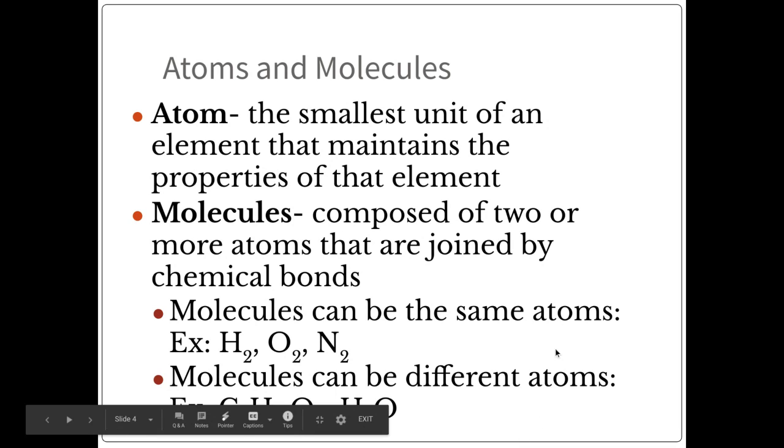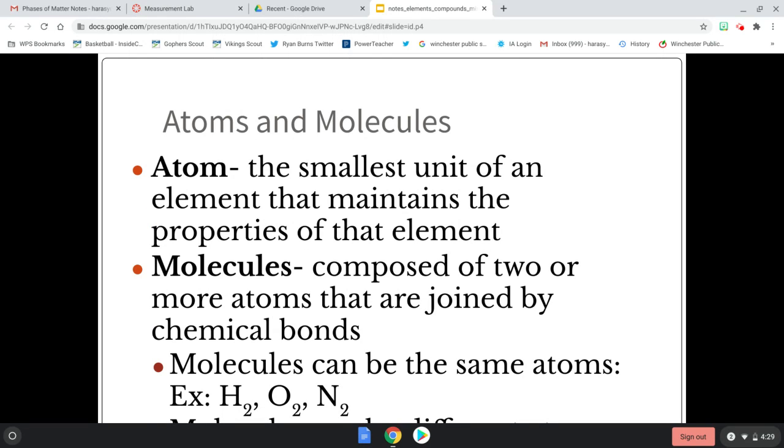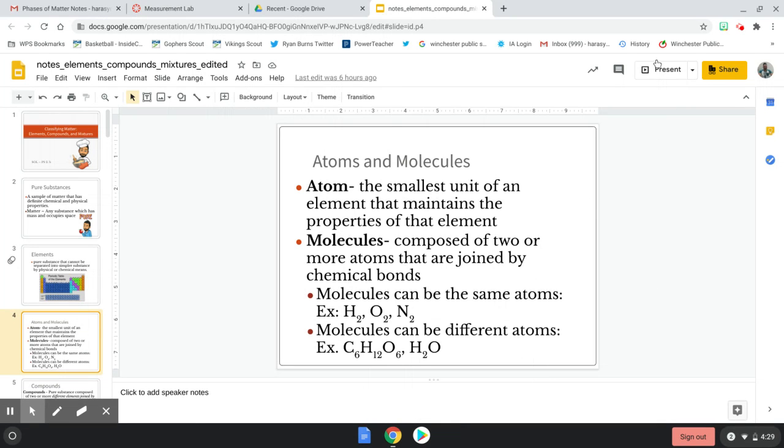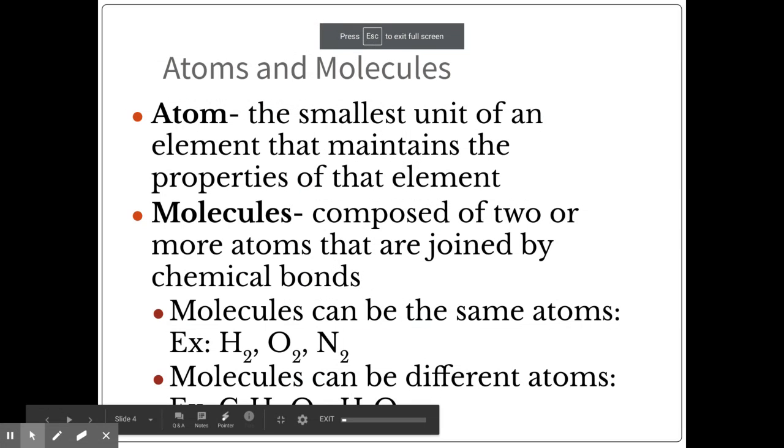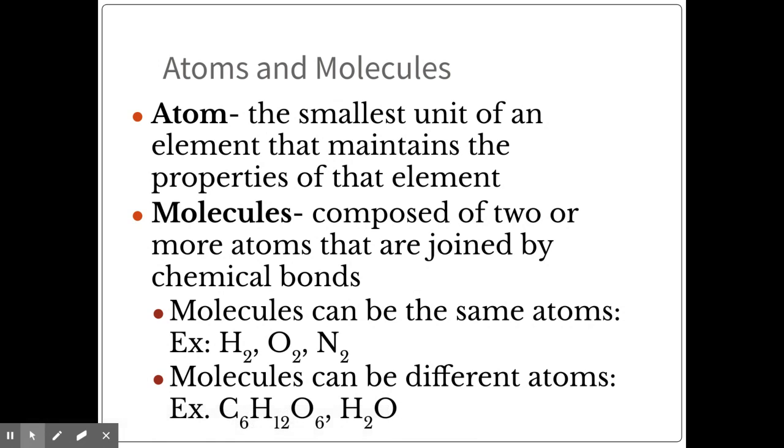Or they can be molecules of different atoms, like C6H12O6, which is what we have right here. Excuse me, I had to get that bar off the bottom. C6H12O6 is glucose, and then H2O, it's kind of hard to see. So there we go.